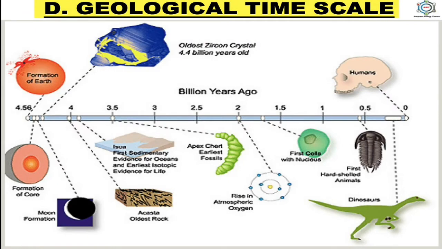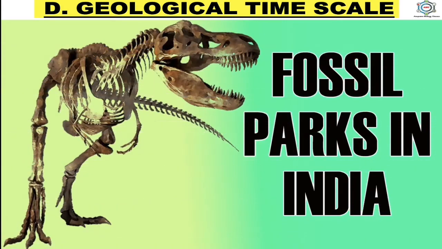So here you can see that after the formation of the earth came, last, the formation of humans. In between there are many processes, a billion-year process, including the formation of the core, moon formation, then primitive organism formation, then metazoans, amphibians, reptiles, birds, and the last, the mammals. So this is all about the geological time scale.